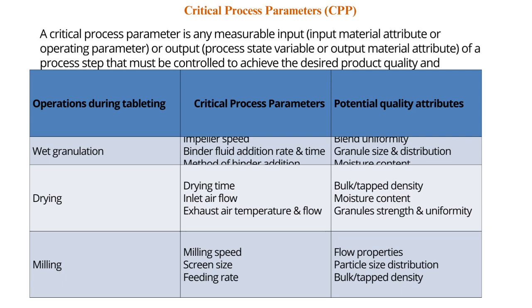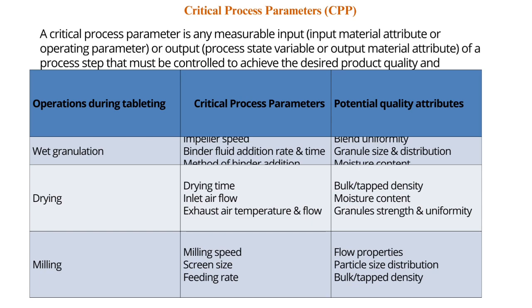The next parameter we are going to see is the critical process parameter. A critical process parameter is any measurable input and output. Input material attributes or operating parameters come under the input, and in the output, process state variable or output material attribute of your process step that must be controlled to achieve the desired product quality and safety.